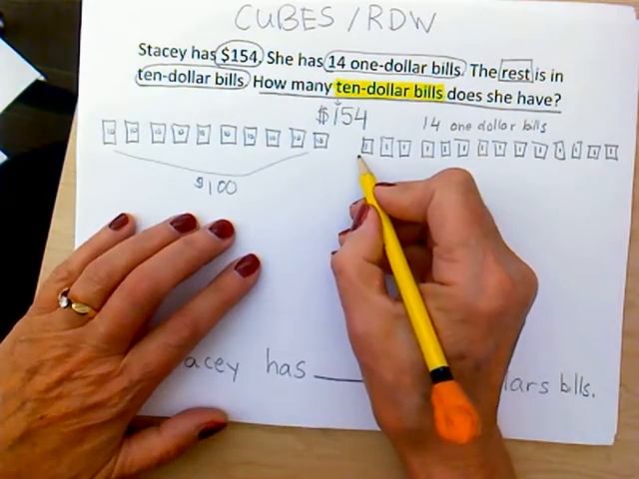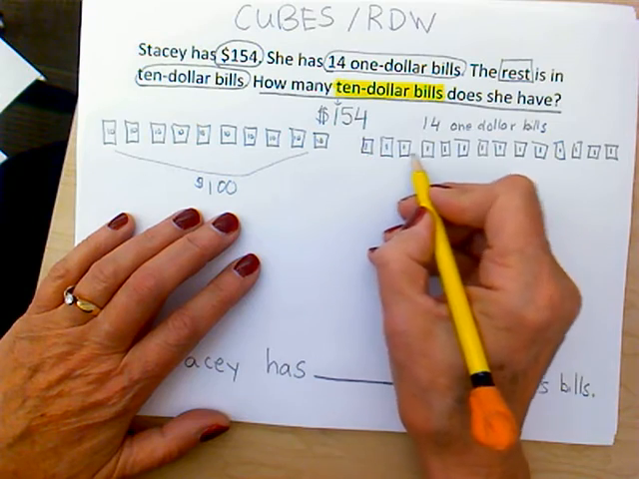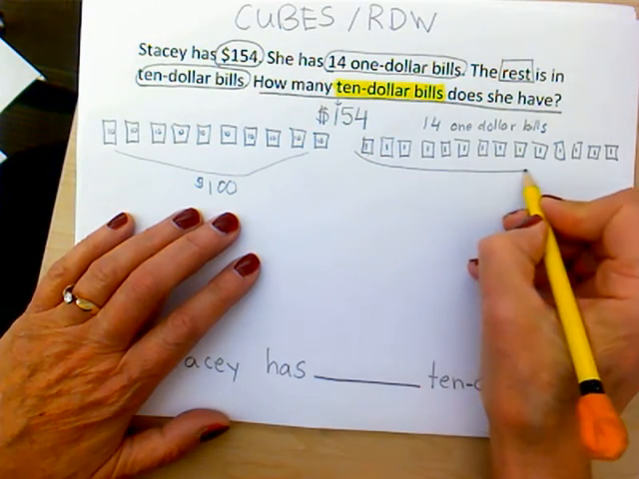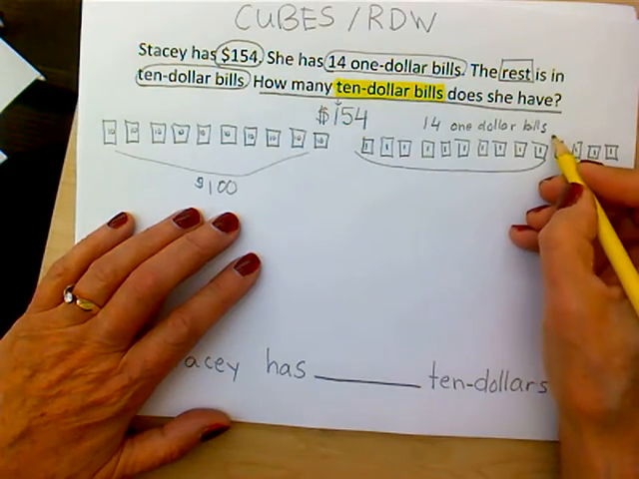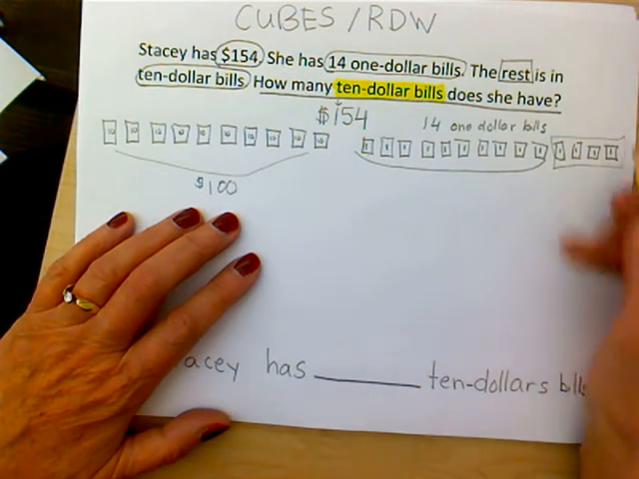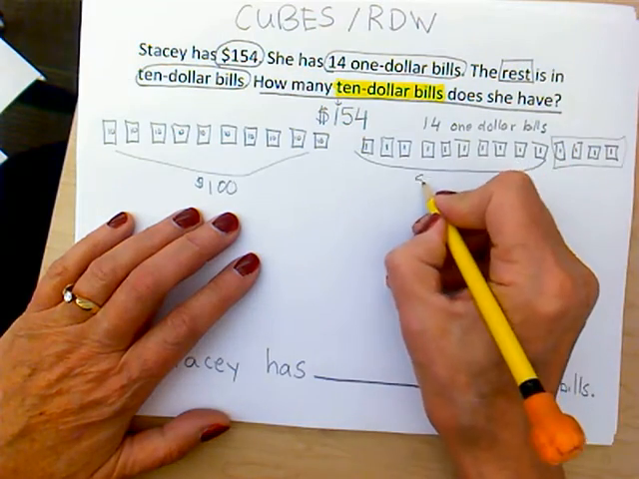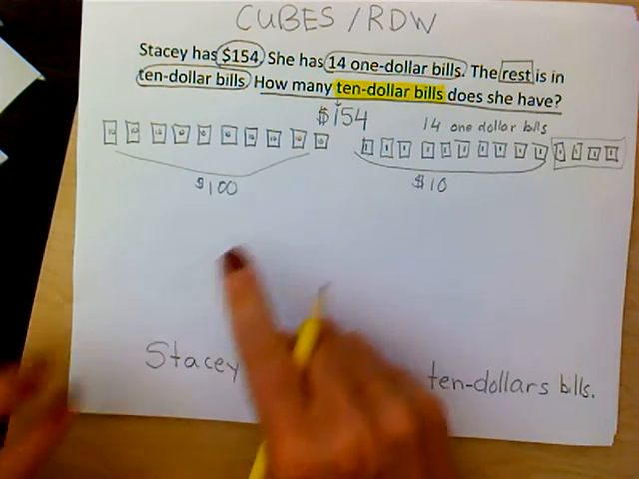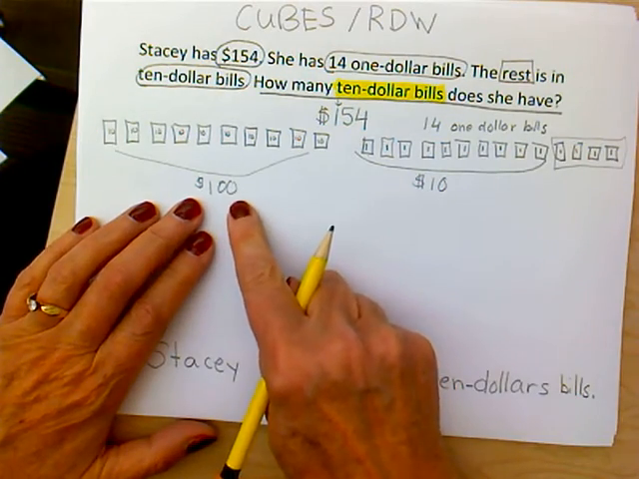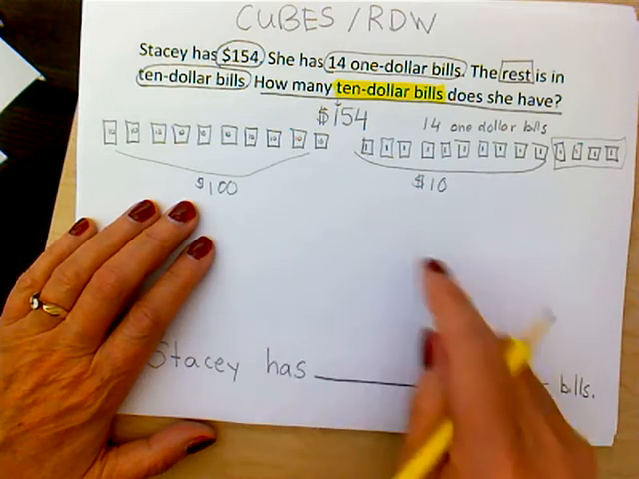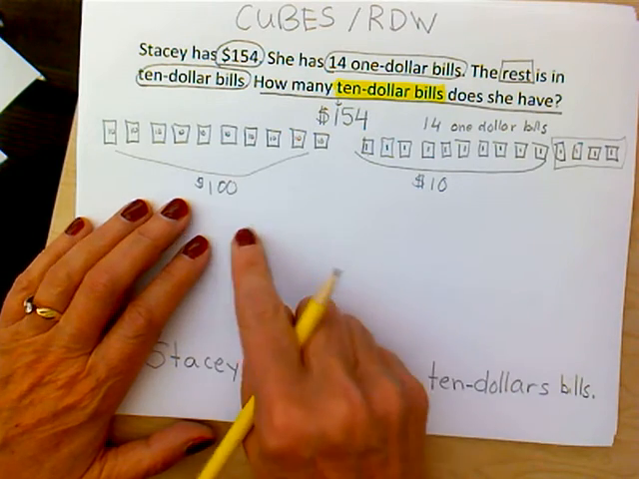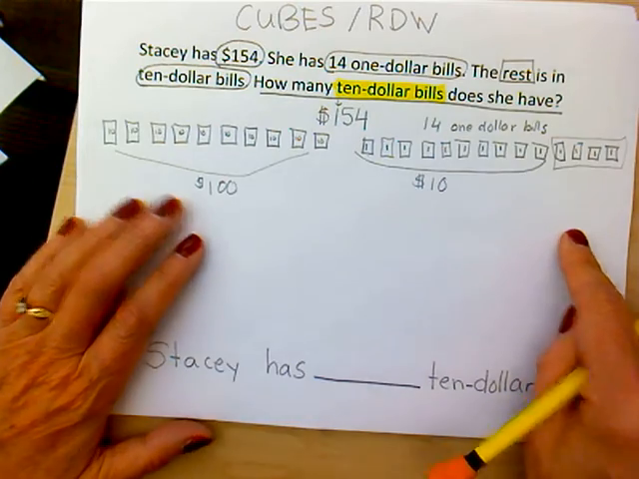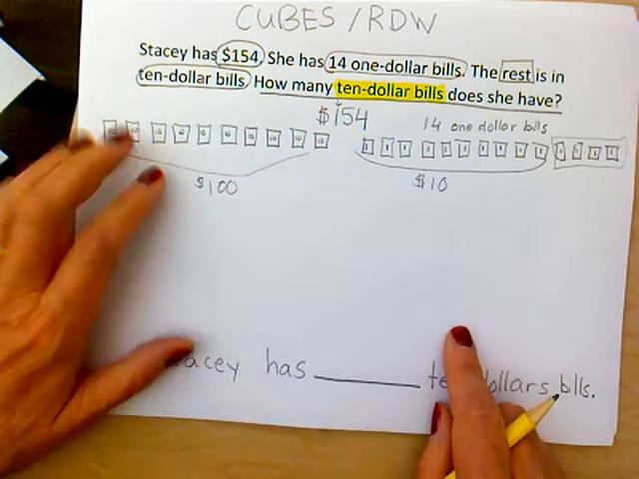But I do know that if I take 1, 2, 3, 4, 5, 6, 7, 8, 9, 10 of them, that leaves these guys over here. If I take 10 of those, that would be the same as $10. So I still need to figure out how many $100 bills she has. So I need to think about how much I have right now and how many more $10 bills I need to get up to 540.